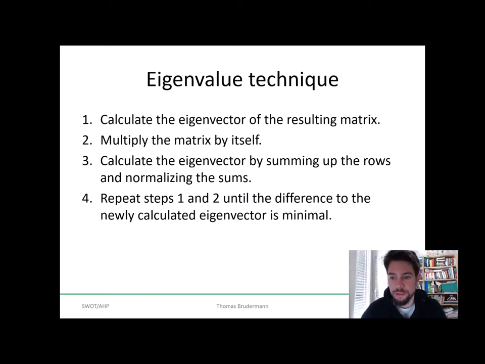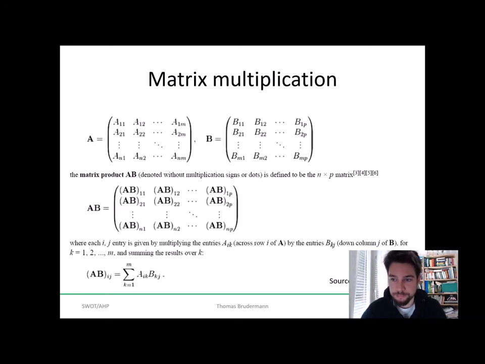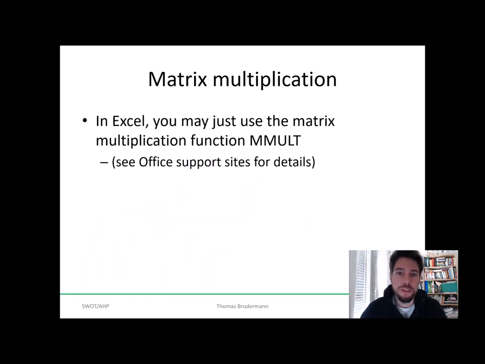And then we repeat steps 1 and 2 until the difference to the newly calculated eigenvector is minimal. Matrix multiplication is being done like that. If you have never done matrix multiplication before, you might look into how this is done by, for example, just reading the respective Wikipedia article. If you are not interested in such a degree of detail, you may just use the matrix multiplication function that is provided by spreadsheet software such as Excel.